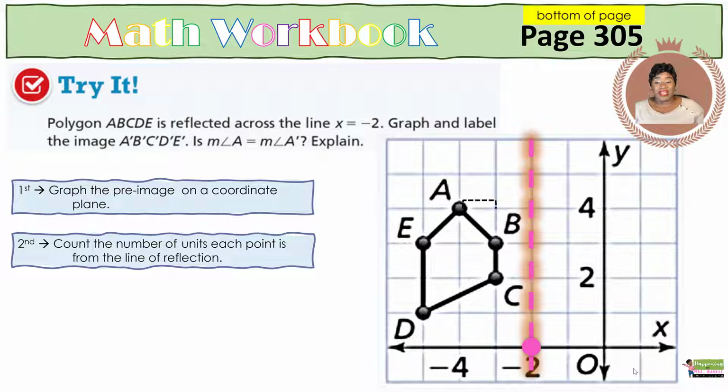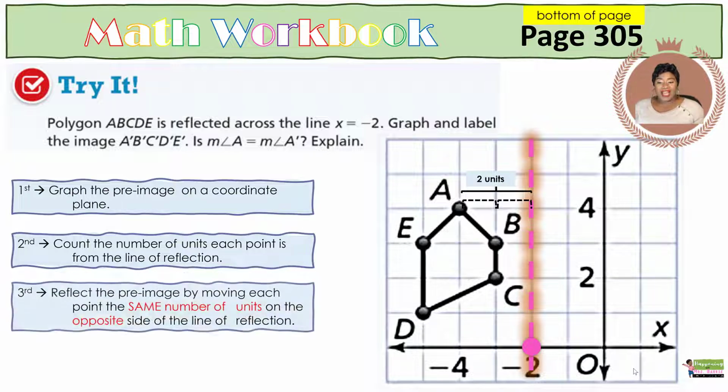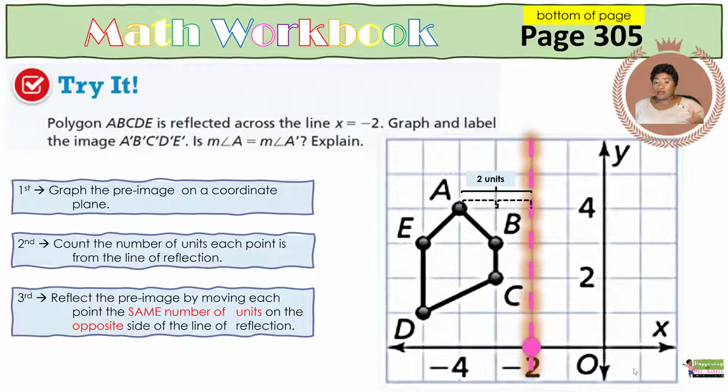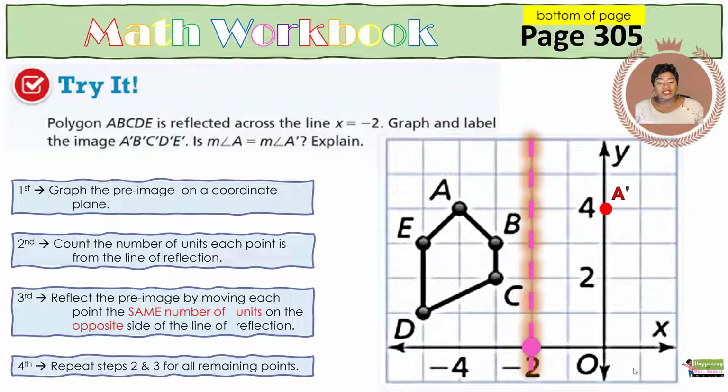This is our line of reflection. Now we'll go ahead to the next step, which is to count the number of units each point is from the line of reflection. As you can see, point A is 2 units from our line of reflection. And then step 3, we'll go ahead and reflect our point in the opposite direction of our line. Then we'll get our A prime. And we'll continue these steps for the remaining points.